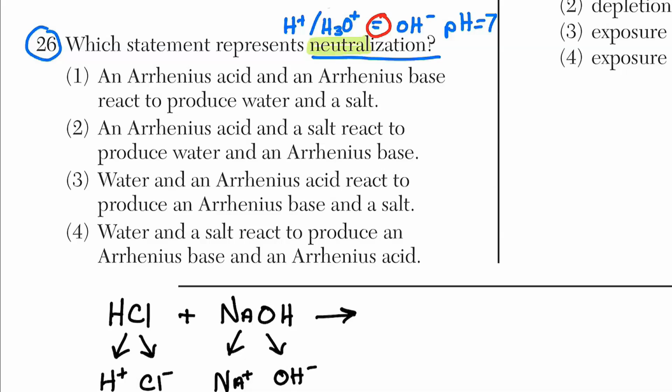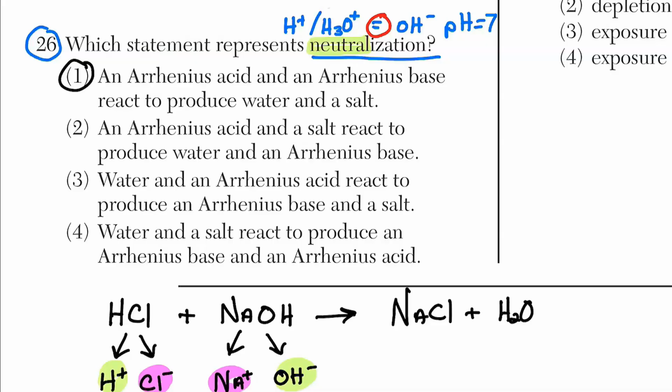And so what's going to happen, party people, is this positive is going to hook up with this negative when you pour them together, and you're going to make water. And this negative will hook up with this positive, and we're going to make salt, or NaCl. It's really a double replacement. So an Arrhenius acid and an Arrhenius base react to make water and salt. I'm looking at choice 1. It just couldn't be any easier.